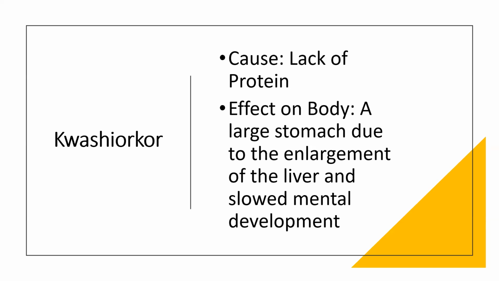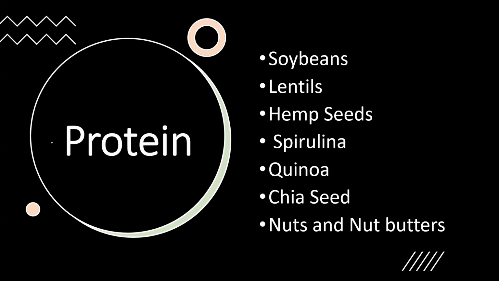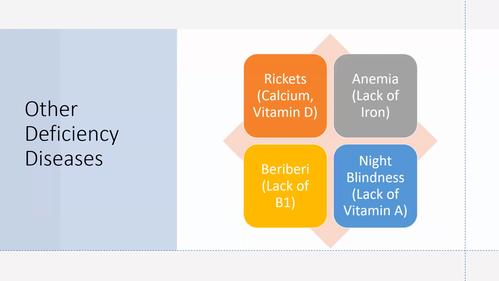Where can you get protein from? Meat, fish, soybeans, nuts, nut butters, quinoa, all them stuff. All right. Other deficiency diseases, we talked about them already. Rickets, beriberi, lack of vitamin B1 and all that stuff.